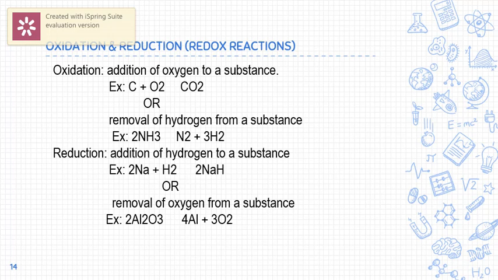One more way of telling what reduction is, is removal of oxygen from a substance. The example I have taken to explain this statement is the decomposition of aluminum oxide. When we decompose aluminum oxide, we get aluminum and oxygen. Here oxygen is removed from the substance aluminum oxide. Therefore, it is called a reduction reaction. So what is the conclusion? Reduction means either addition of hydrogen or removal of oxygen. Now we will see the next slide, where we see what happens during the reaction.